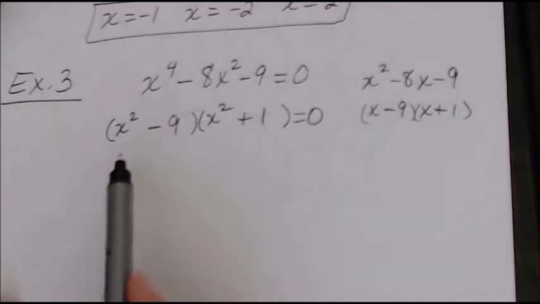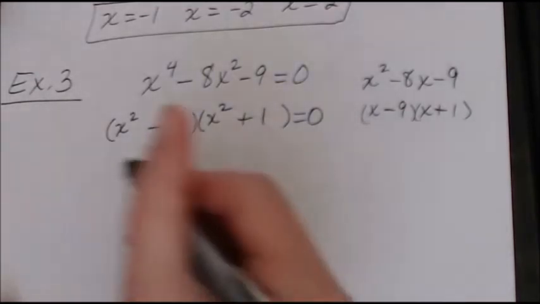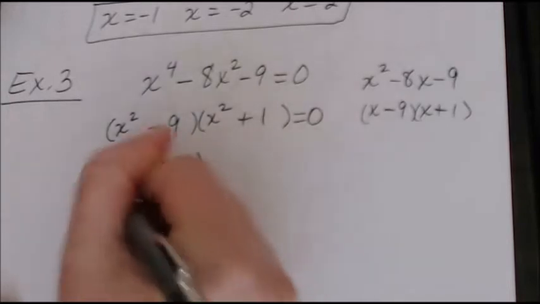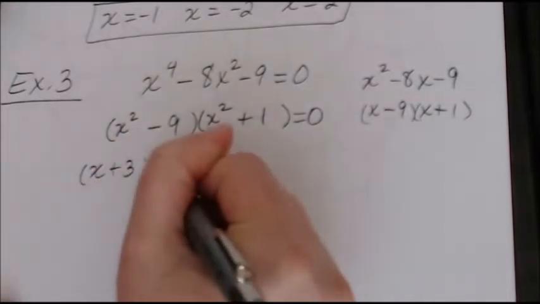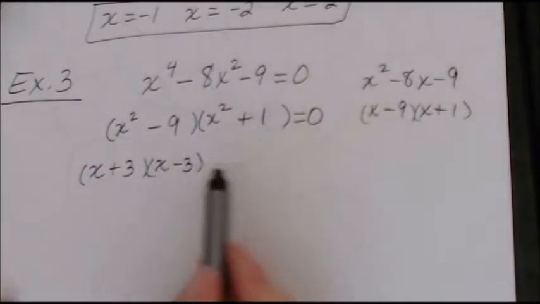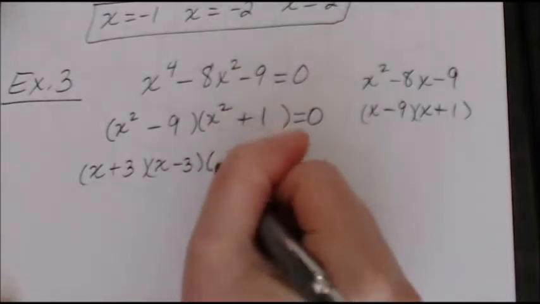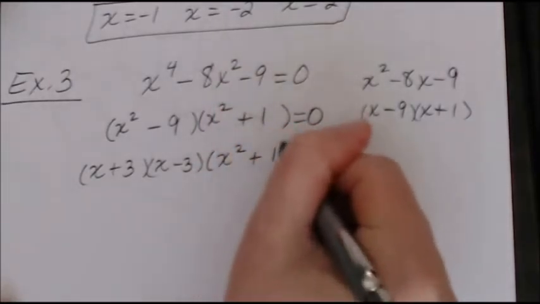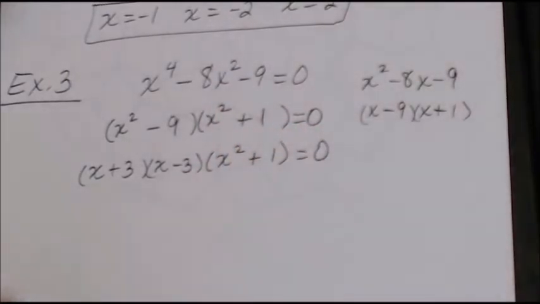See that there's also a difference of squares. We have x squared minus 9. We can break that down into x plus 3, x minus 3. X squared plus 1 is a sum of squares. We cannot break down a sum of squares, so I'm going to leave that the way it is.